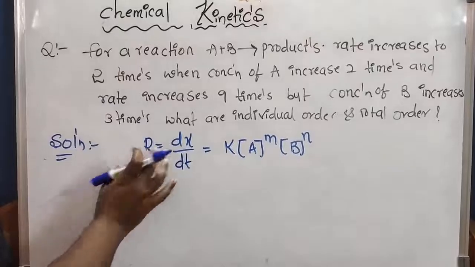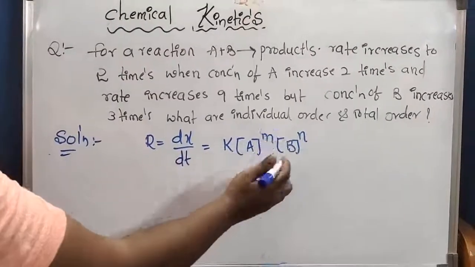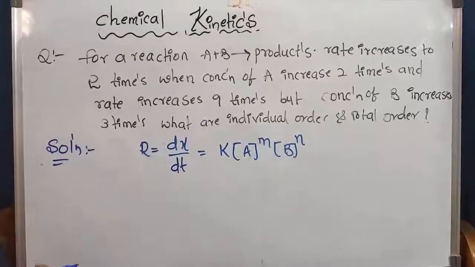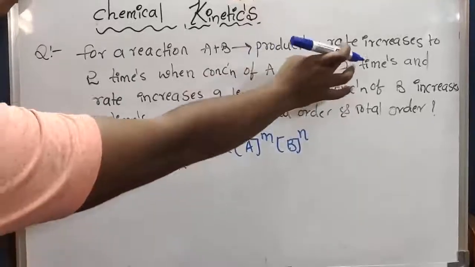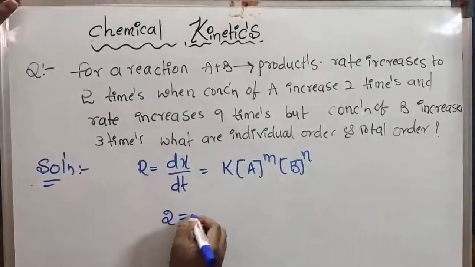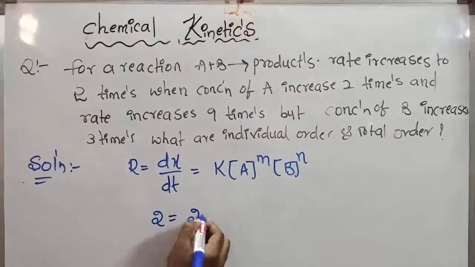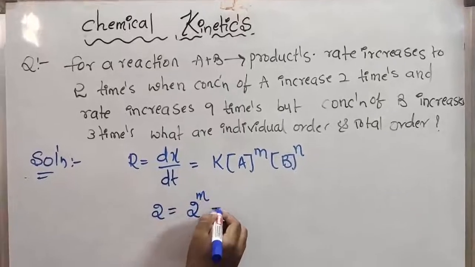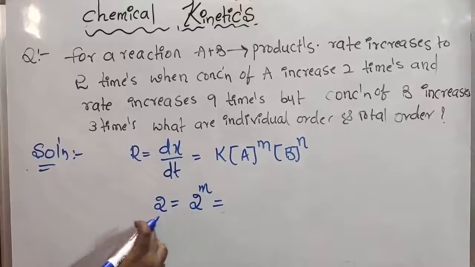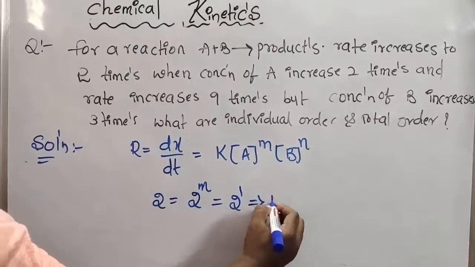So rate of reaction equals dx by dt. So it is rate constant times [A] to the power of m and [B] to the power of n. These two are coefficients, these two are concentrations of reactants. The rate increases 2 times, and the concentration of A also increases 2 times. So 2 to the power of m, and we have to equate it to 2. Very easy: 2 to the power of 1, that means m equals 1.